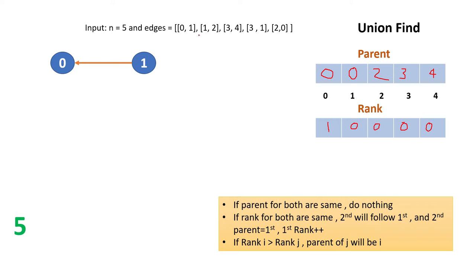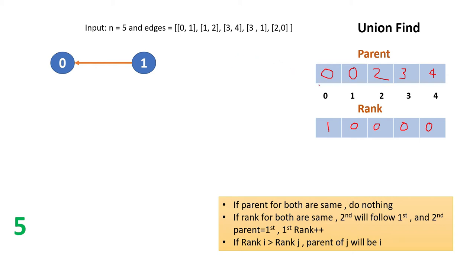Now we have to go for the second one. For the second one, what we can see is two nodes are present. One is 1 and one is 2. We have to find for 1 who is the parent. For 1 the parent is 0. And for 2 who is the parent? For 2 the parent is 2 itself.